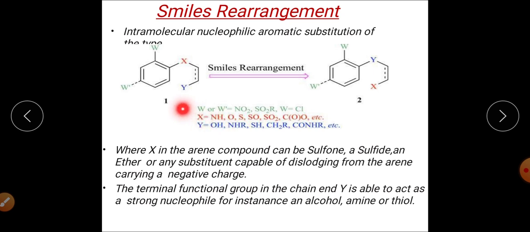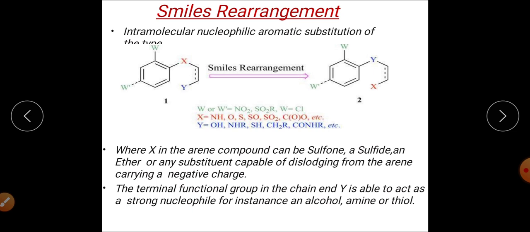So X in this particular substrate, as I have already told you, the Smiles rearrangement is a group of rearrangement reactions that can involve a variety of substrates. X can vary, similarly Y can also vary, as well as W and W prime, according to the situation. So X may be a group that contains nitrogen, oxygen, sulfur like SO, SO2, right? So that can be our X.